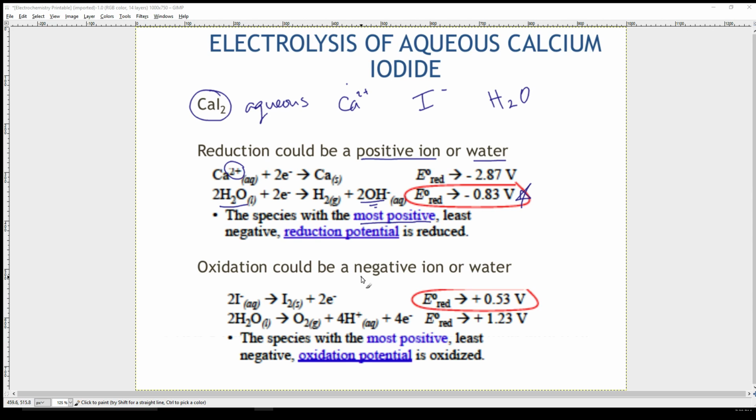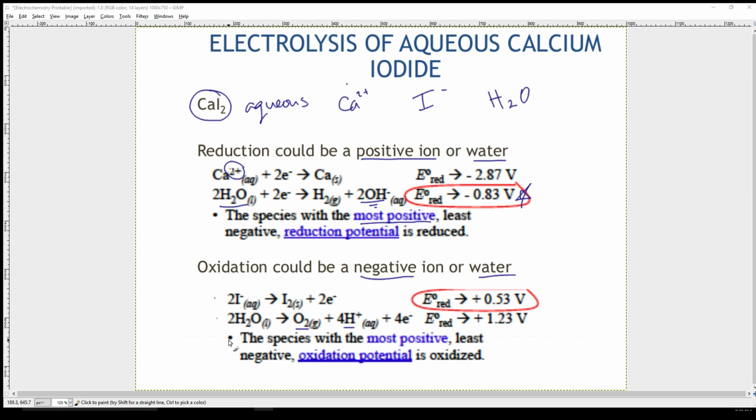Oxidation could be a negative ion or water. So calcium was not an option for oxidation. It has to be a negative ion. Or it could be water. So here we'll compare these two equations. We'll compare the iodine one, and we'll compare the water one that involves it splitting into oxygen gas and hydrogen and electrons. So we're going to compare their reduction potentials here.